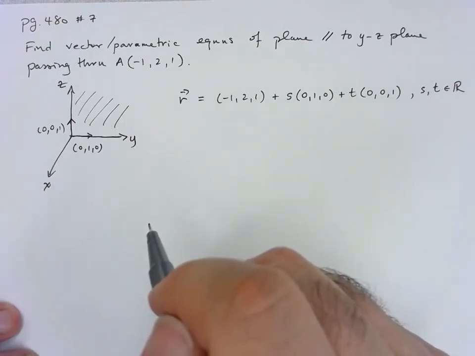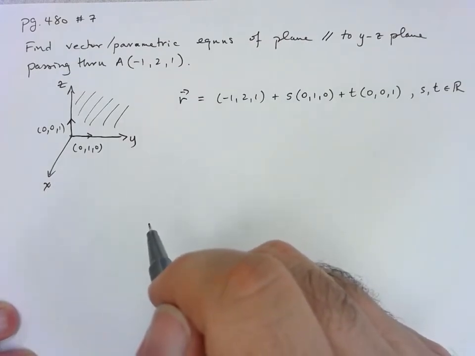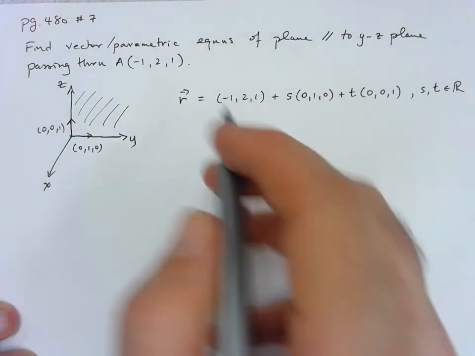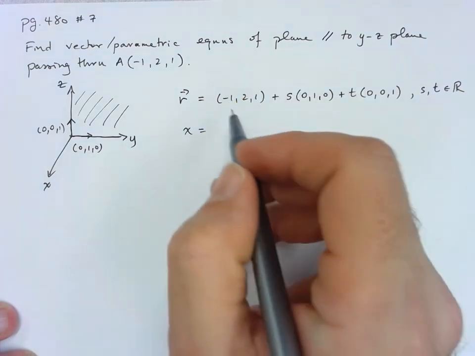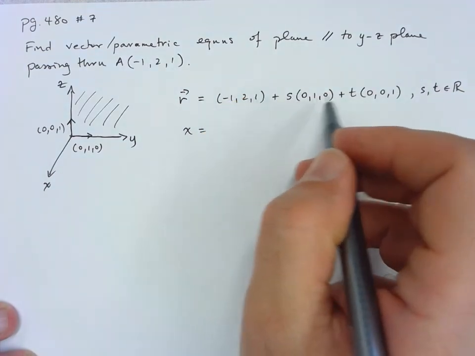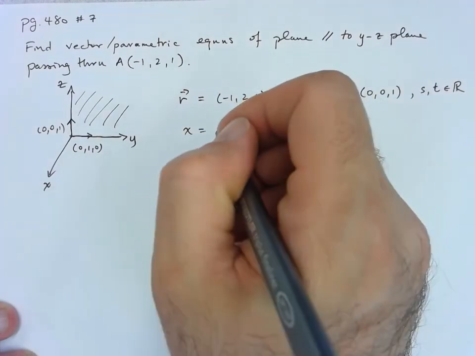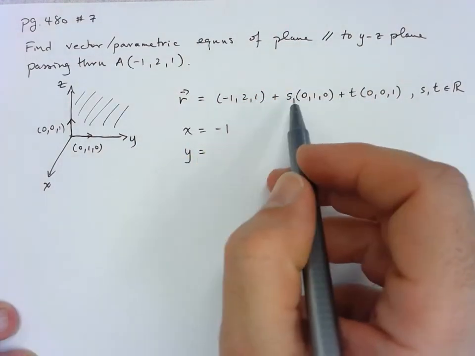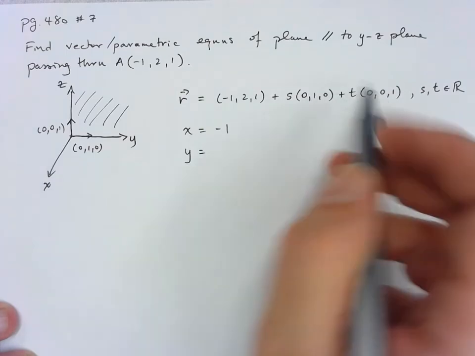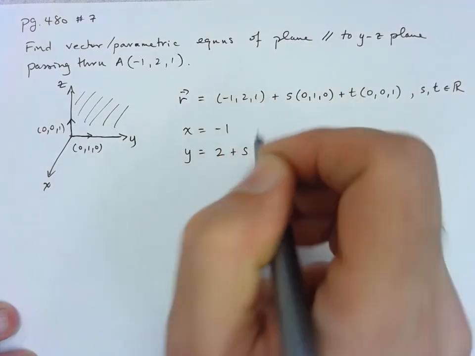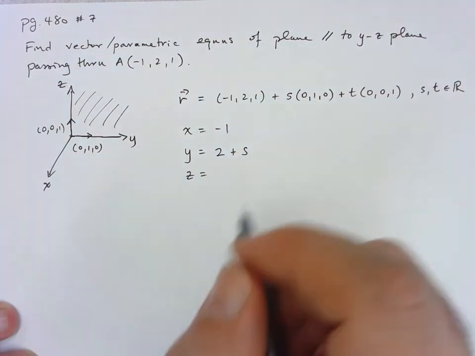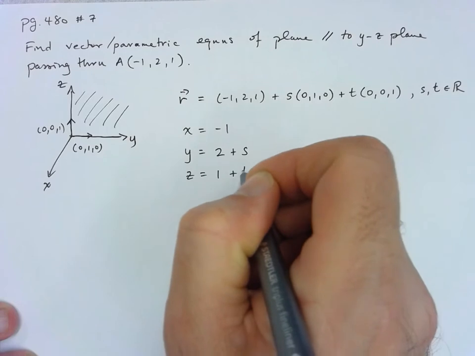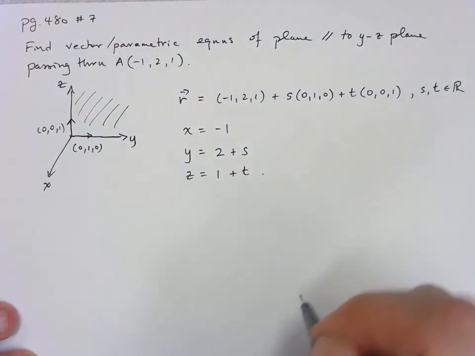And if I want to write my parametric equation, of course, that's just the individual components written separately. So here x is going to be equal to -1 plus 0s plus 0t, so essentially just -1. Y is going to be equal to 2 plus s plus 0t, so just 2 plus s. And then z is going to be equal to 1 plus 0s plus t, so 1 plus t. Okay, so a fairly simple parametric equation.